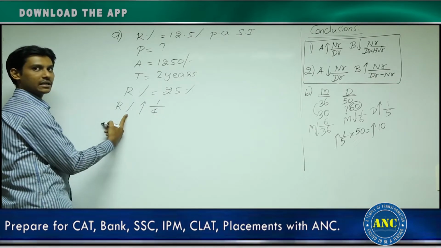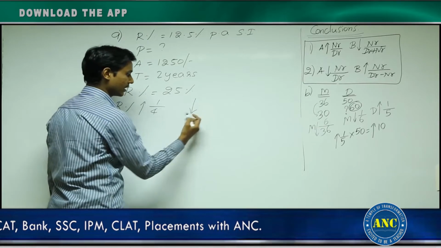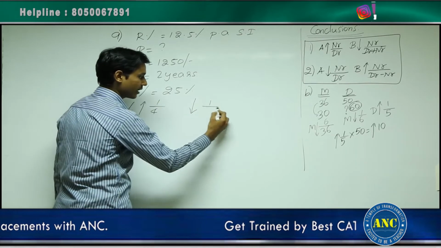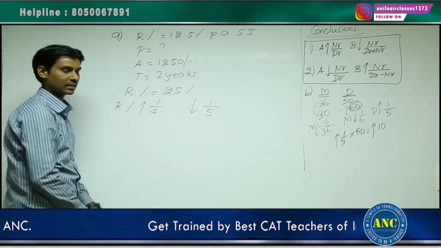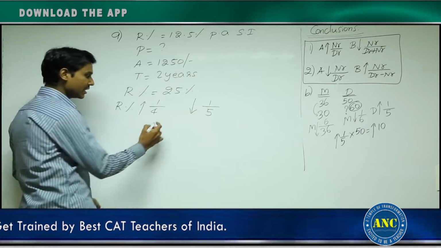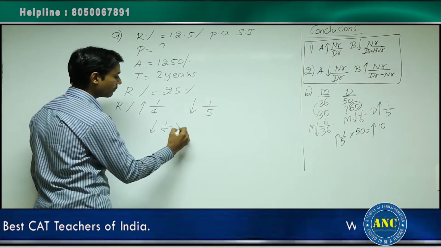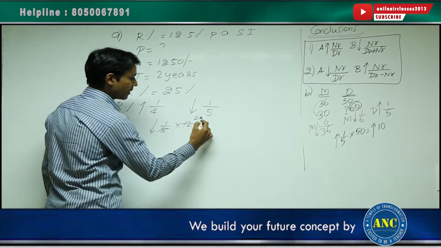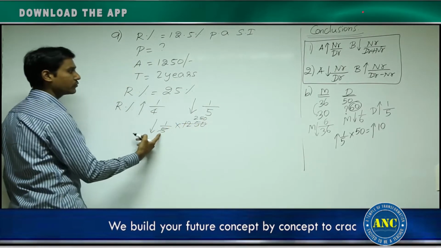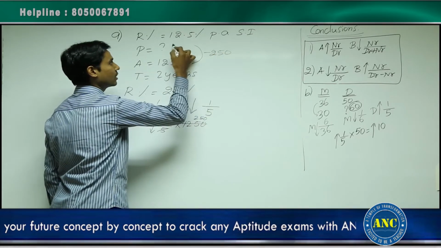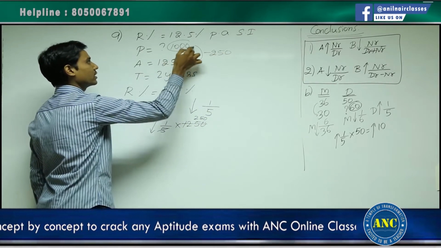If this parameter increases, the other parameter should decrease. The question consists of increase, so increase the denominator by the numerator. That means it becomes 1 by 5. That means there should be a decrease of 1 by 5 from the value. 1 by 5 of 1250 is 250. That means there should be a decrease of 250 from 1250. Decrease of 250 from 1250 is 1000. Principal is 1000. Answer is 1000.